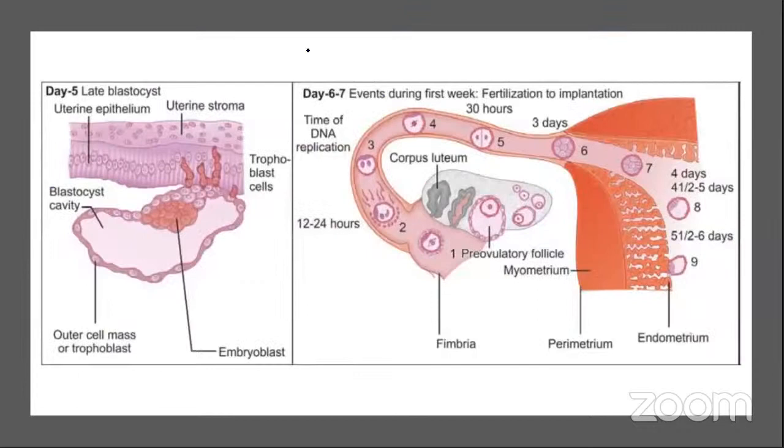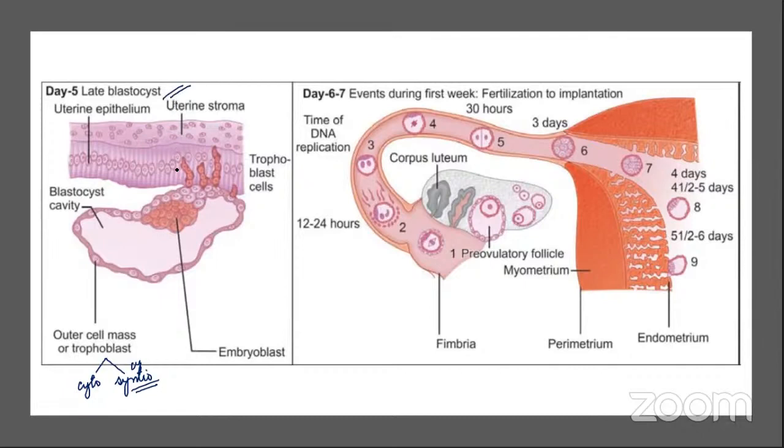Week 1, 4th day. Now, coming to the 5th day, we have the late stage of blastocyst. The late blastocyst is exactly when the outer cell mass is divided into the syncytial trophoblast as well as the cytotrophoblast. If you remember, we have the trophoblast, and the trophoblast divides into cytotrophoblast and syncytial trophoblast. This exactly happens in the late blastocyst.